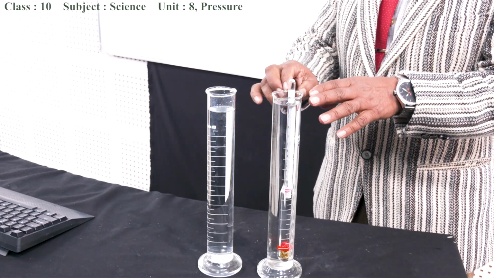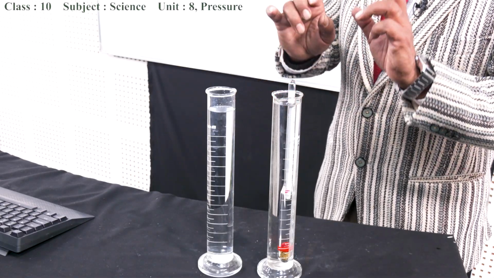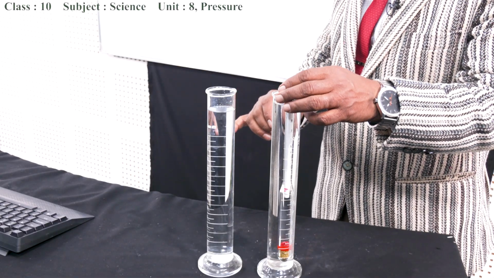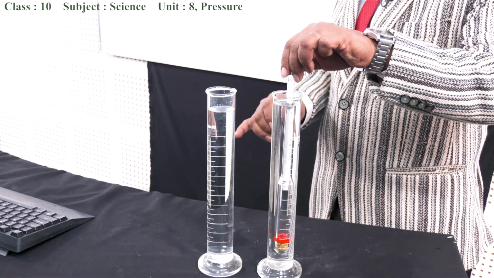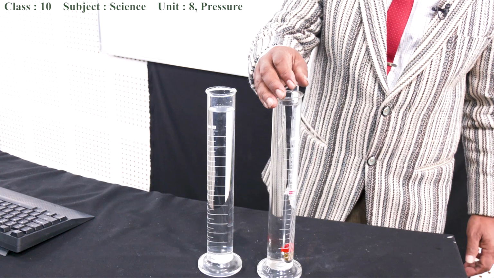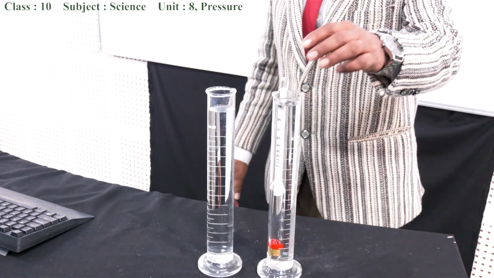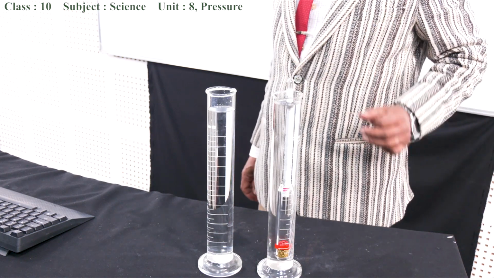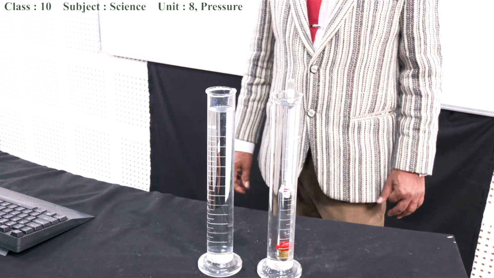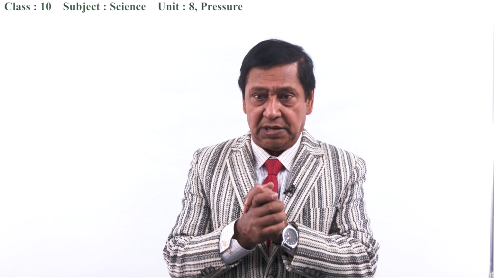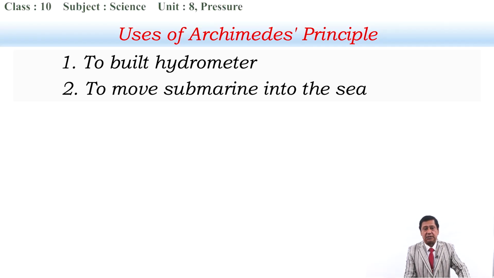Now the level of liquid which coincides with a certain value of density taken on the stem gives a direct measurement of the density of that liquid. This way a hydrometer is used to measure the density of a liquid. It will keep on moving a little and lastly it comes to rest, then we can see the value. I told you about the hydrometer. Now Archimedes' principle is utilized in making a hydrometer. Now next, what is the use of Archimedes' principle?